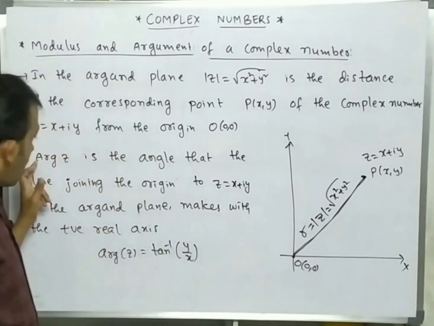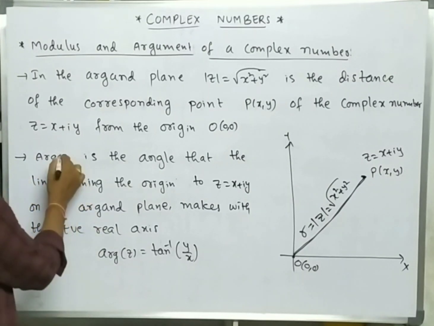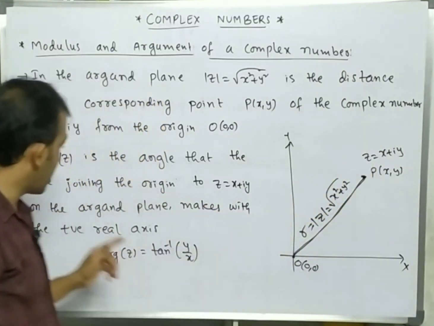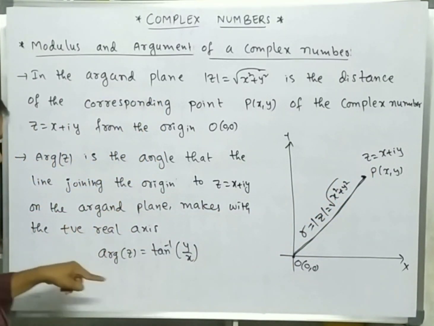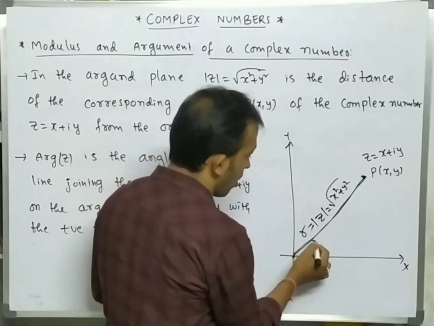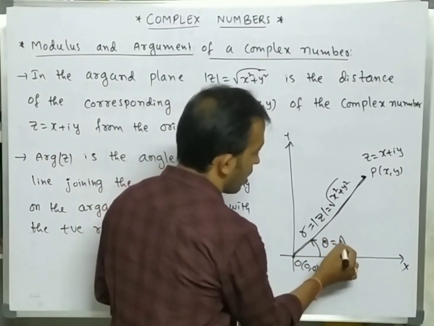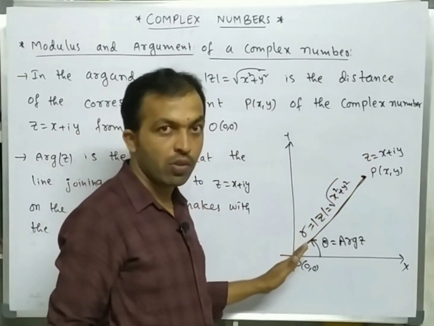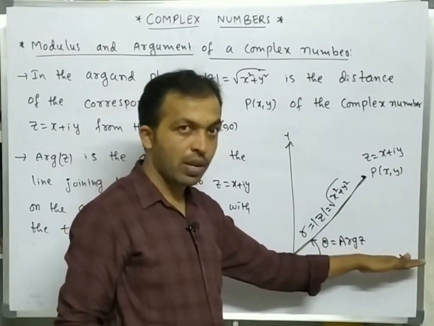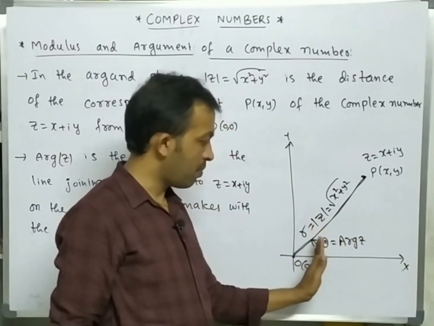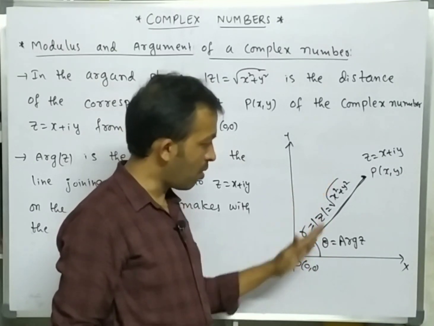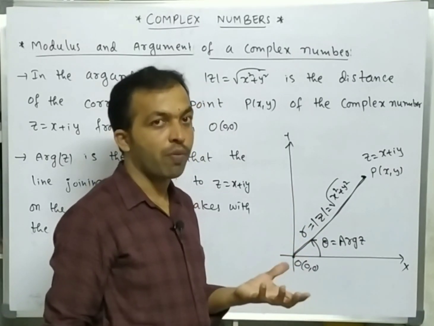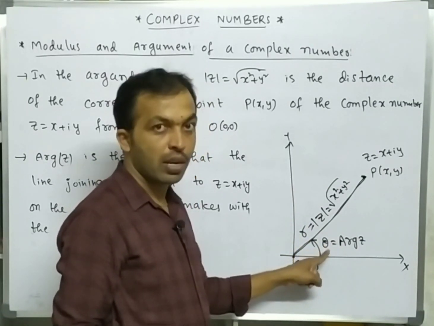Next, the argument of z, denoted arg z, is the angle that the line joining the origin to z equal to x plus iy on the Argand plane makes with the positive x-axis. This is the argument, denoted with theta. This is the line joining the origin to the complex number, this is the positive x-axis, and this is the angle made by the complex number. That is called the argument of z, also called the amplitude of a complex number, represented with theta.